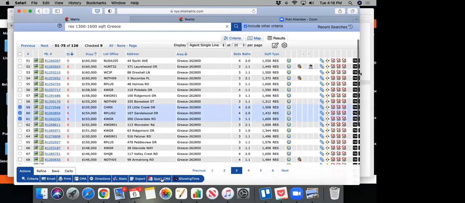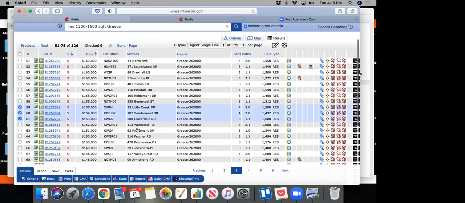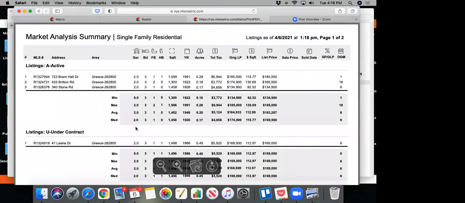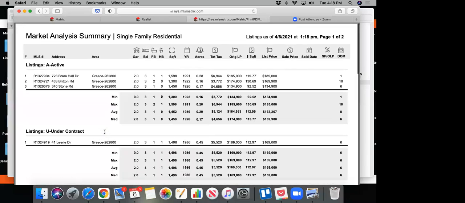You see where it says quick CMA? If you click that, it's going to take those comparables that we checked, and it's going to put them into a nice little analysis like this. This is a quick CMA though, okay?